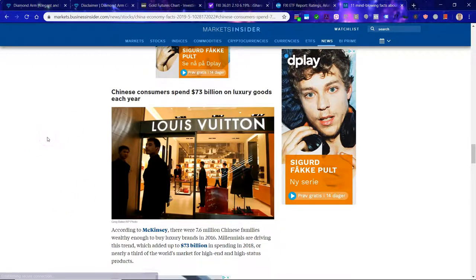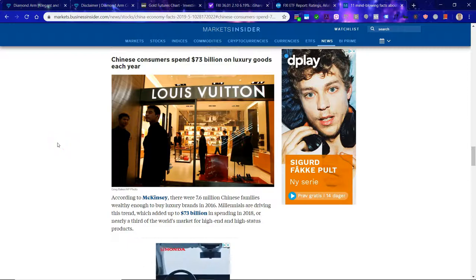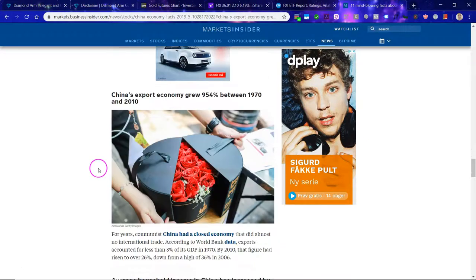Chinese consumers spend $73 billion on luxury goods each year. Of course, luxury products suffer especially during recessions and bear markets, because people cut back on unnecessary costs. And frankly, buying a Louis Vuitton purse is not a critical, life or death expense. It's not necessary.